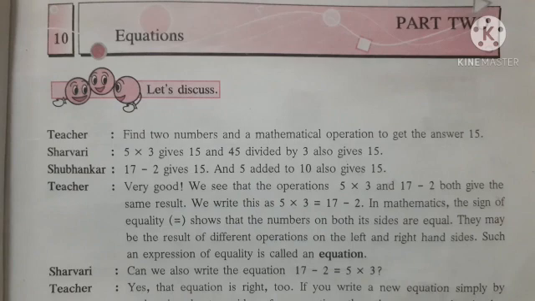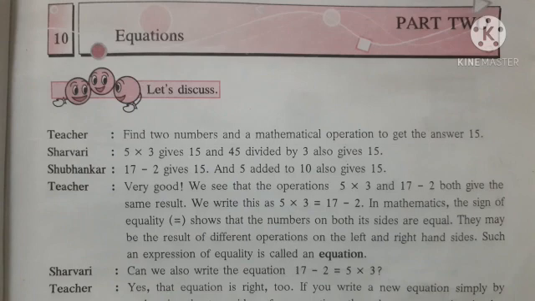Sharvari: 5 multiplied by 3 gives 15 and 45 divided by 3 also gives 15. Shubhankar: 17 minus 2 gives 15 and 5 added to 10 also gives 15. So here all the four operations are used to get the answer 15. Teacher: Very good. We see that the operations 5 multiplied by 3 and 17 minus 2 both give the same result. We write this as 5 multiplied by 3 equals 17 minus 2.